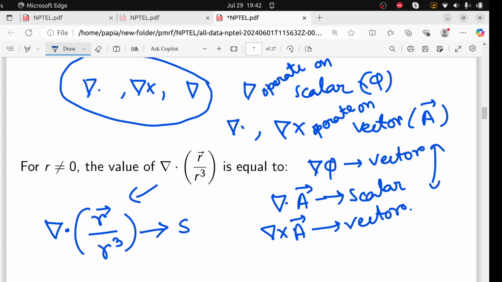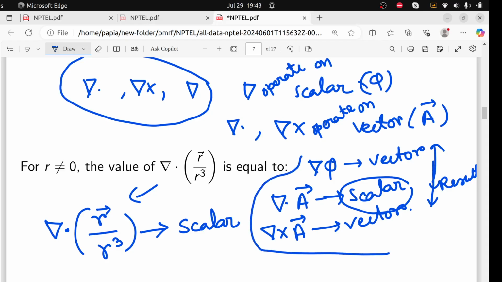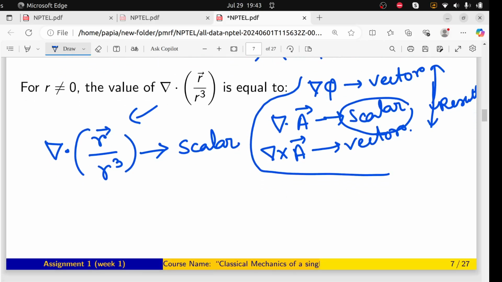Scalar. Because I told you that divergence of A, the result will come as a scalar. These three are results, and these three are the operation case. So whatever the answer will be, that will come as a scalar. Divergence of a vector will give us a scalar. So a scalar quantity will come as the answer. Okay, so this one I am very much clear. Now, coming to this solution.